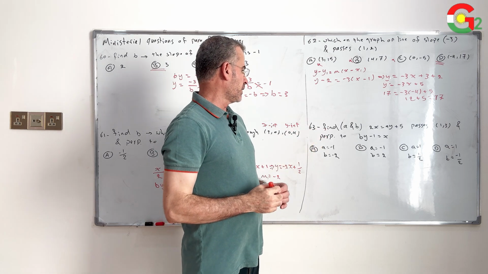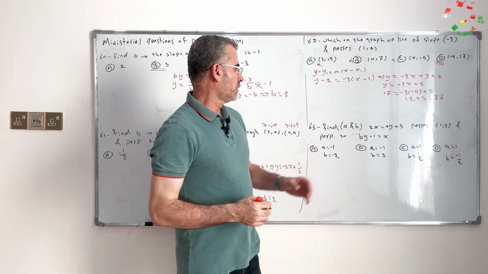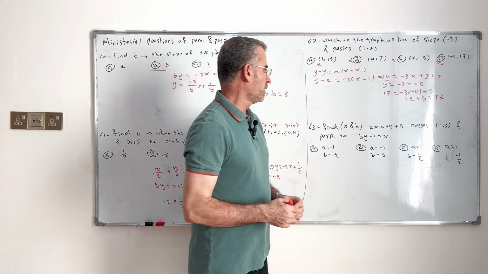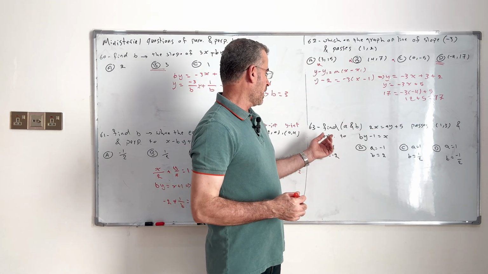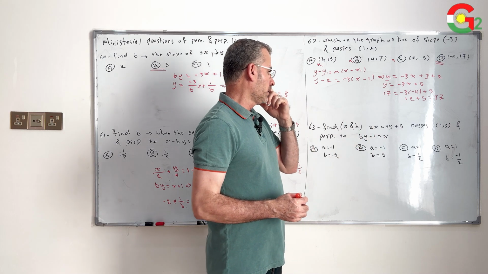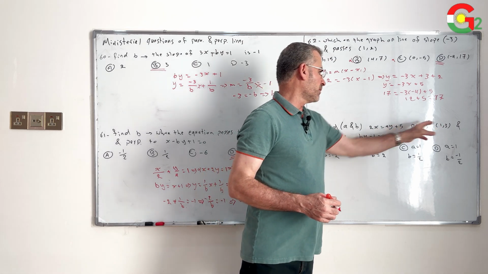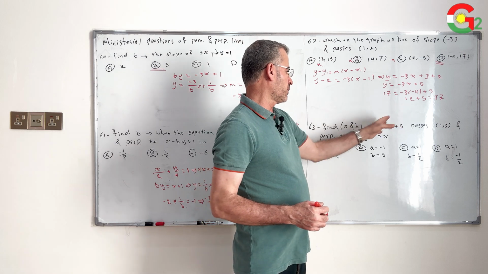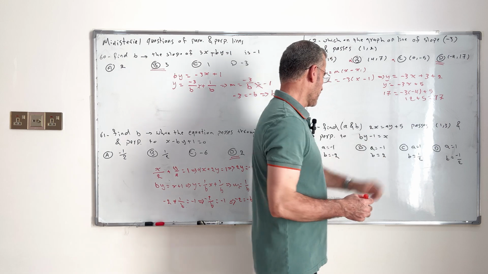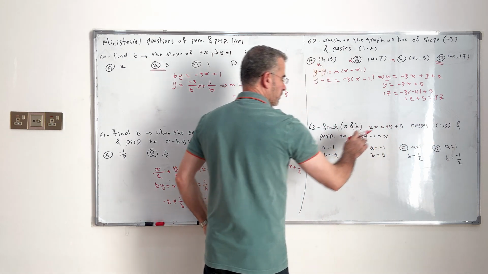Question number 63, the last question. Find the value of a and b where the line 2x equals ay plus 5 passes through the point (1, 3) and is perpendicular to the line by minus 1 equals x. Since the line passes through the point (1, 3), the point satisfies the equation of the line.